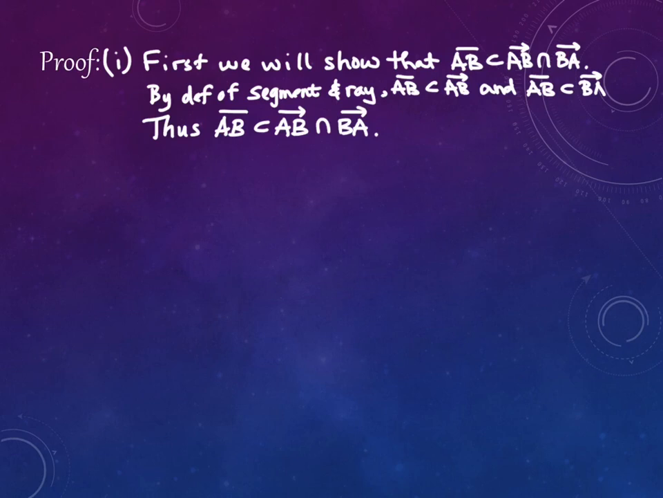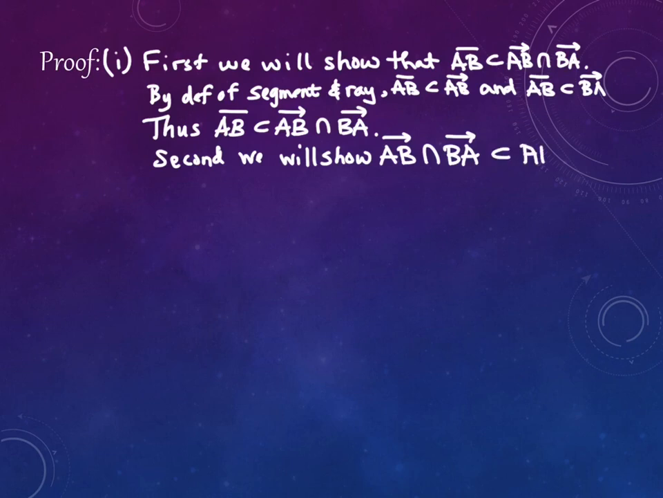Okay, so what we're going to do next is we're going to show the containment in the other order. All right, so one of the tricks to showing that things are equal is often to show that the first one's contained in the second one, and the second one's contained inside the first one. The only way that happens is if they were equal to begin with. So that's what we're going to show second. Next, we will show ray AB intersect ray BA is contained inside of segment AB.